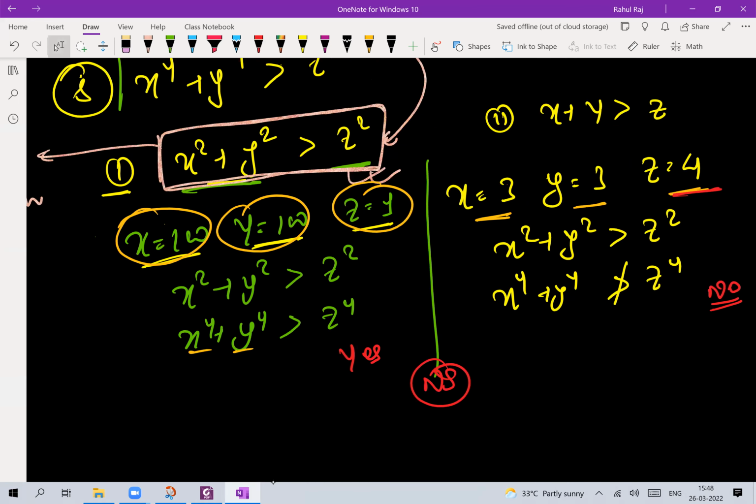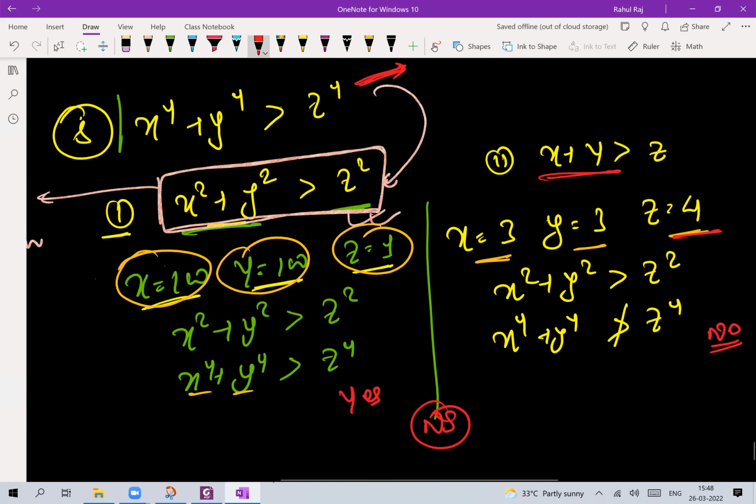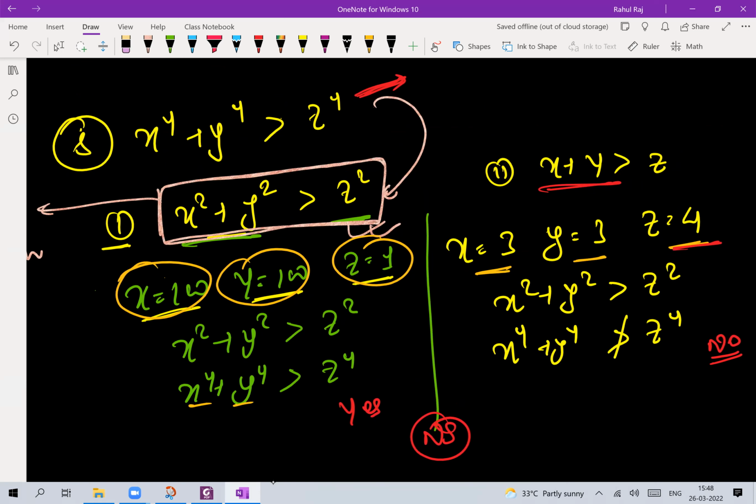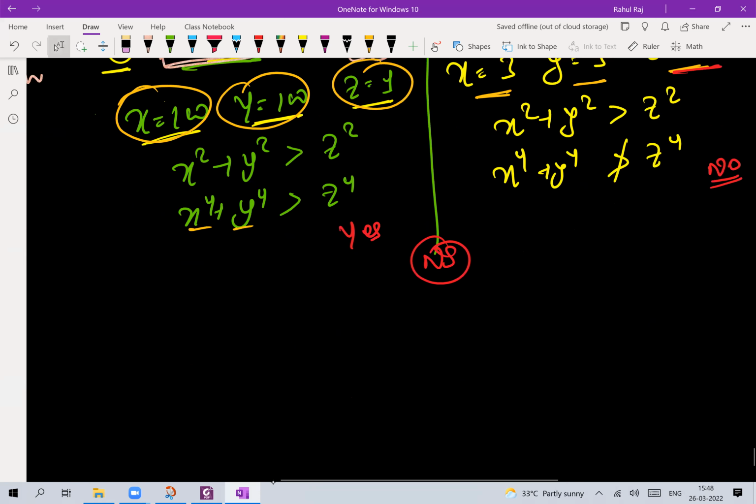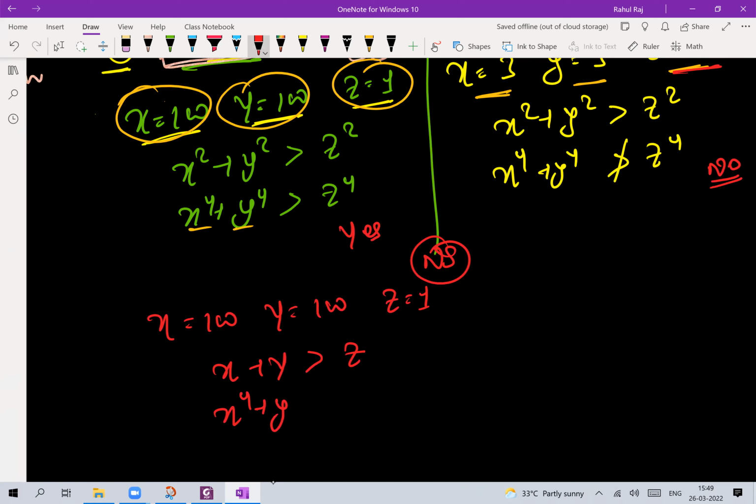Option number 2 says x plus y is greater than z. And the question is asking, is x to the power 4 plus y to the power 4 greater than z to the power 4? Imagine if I take x is equal to 100, y is equal to 100, z is equal to 1. Can I say option number 2 suffices, x plus y greater than z? Yeah. Can I say the question suffices, that is x^4 plus y^4 is greater than z^4, right? I have a yes situation.